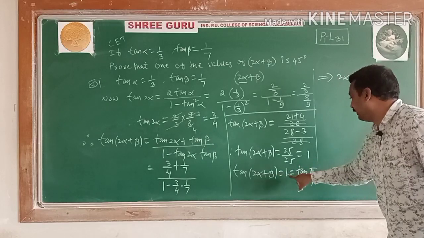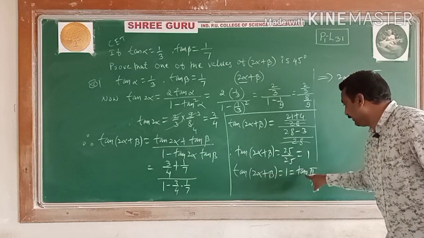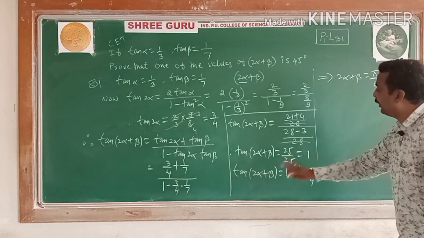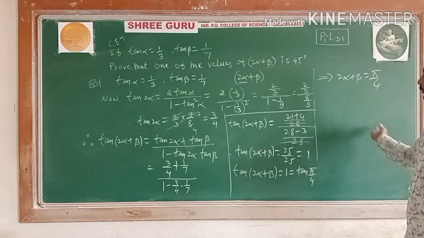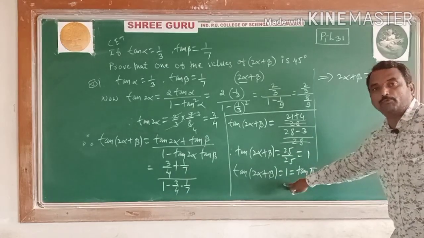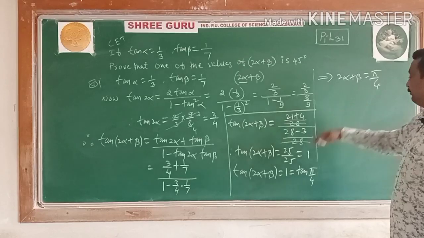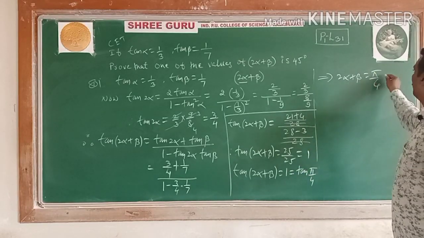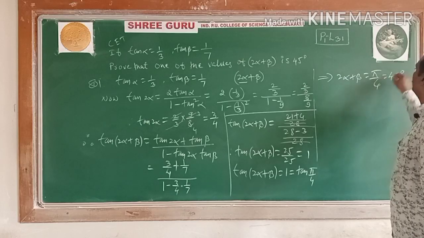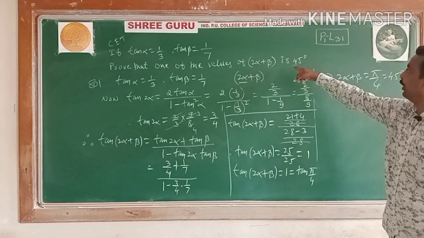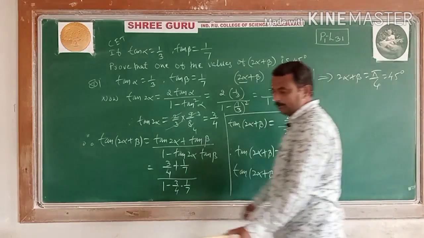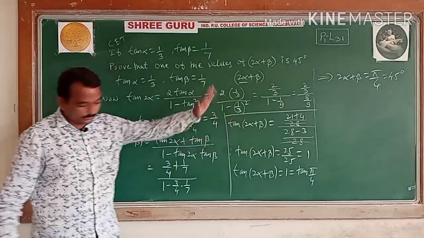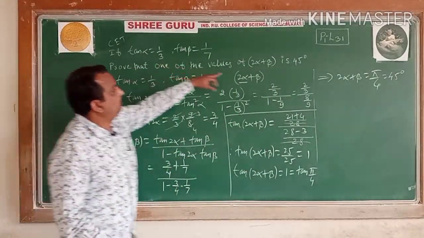Tan of 2 alpha plus beta, what you get on simplification is 1. Here 1 can be written as tan of pi by 4, or you may take this side, tan inverse of 1. One of the examples we have calculated. So 2 alpha plus beta is equal to pi by 4, or 45 degree. So this is one of the values of 2 alpha plus beta, 45 degree. It is positive here, so you will get another value also. So one of the values is asked here.